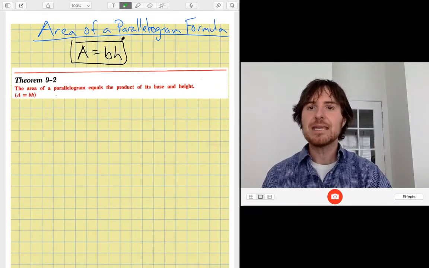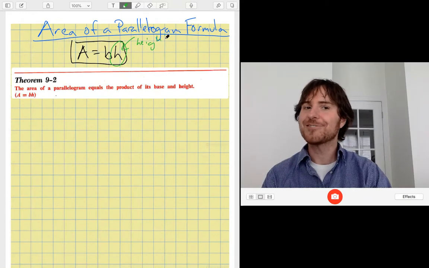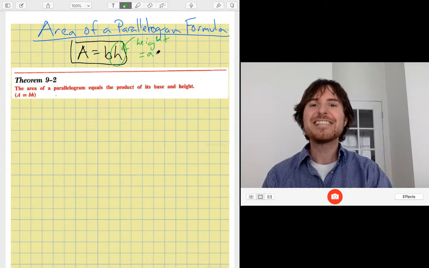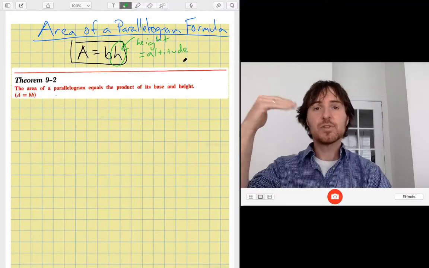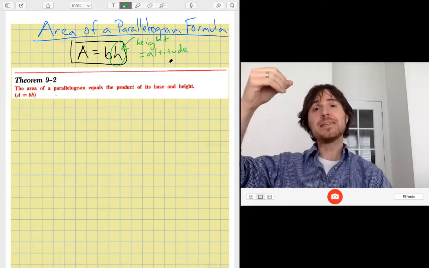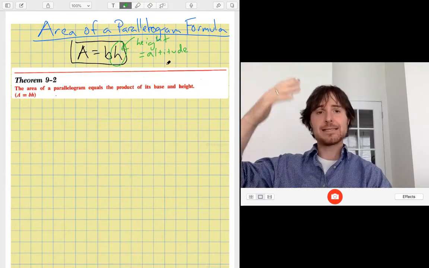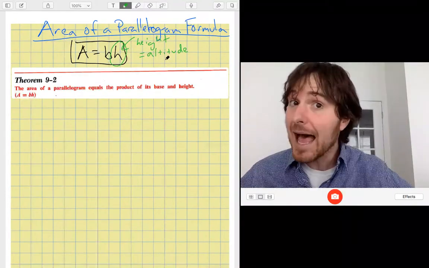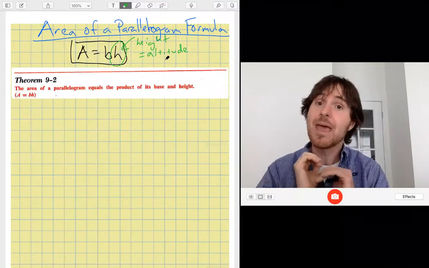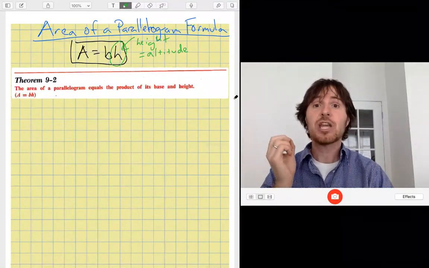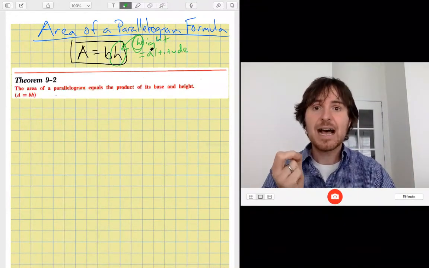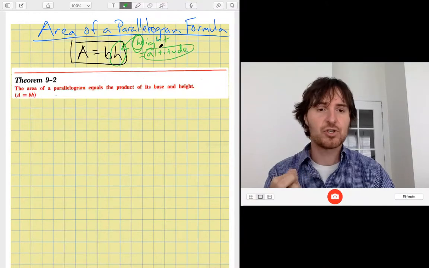What the height means here, and this is why I really impressed this upon you last class, is that height represents the altitude between the bases. That is the perpendicular segment connecting the two bases. It's not a side of the shape. H is not a side of the shape. H is the height, and that is the altitude.